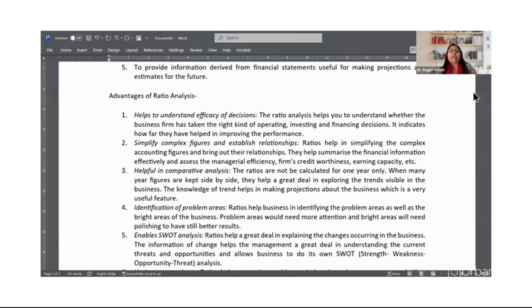Then this is also very helpful in comparison. Ratios are not calculated only for one year. When you keep the ratios of many years side by side, you are able to find out the trend the company is showcasing.